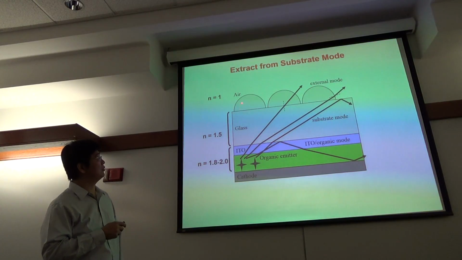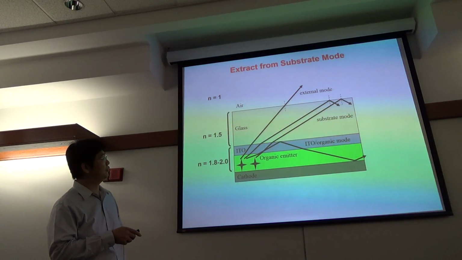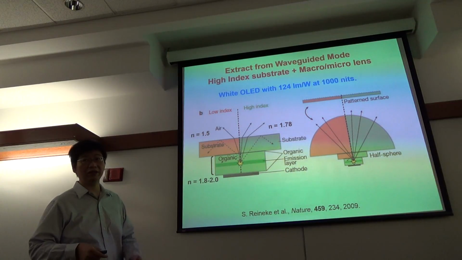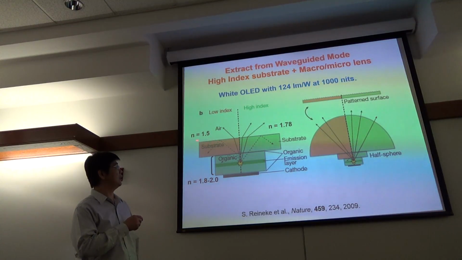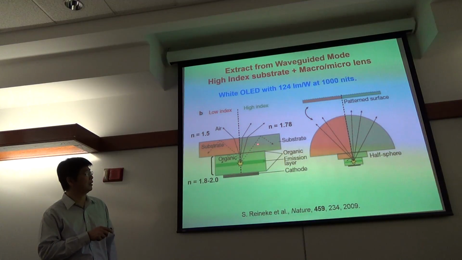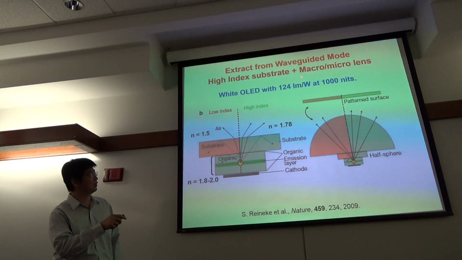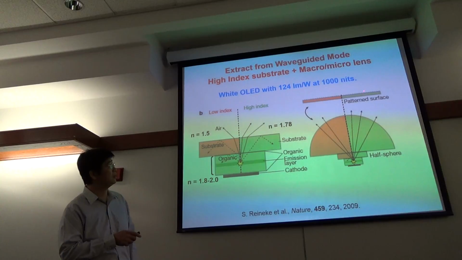So for the substrate mode, we can put some micro lens here, so some light rays. Here is the total internal reflection, so right now they can be extracted. For the waveguide mode, typically we use a high index substrate. For example, we can replace the lower index with a higher index, maybe 1.78, 1.8, something like that. So reduce the total internal reflection at this interface, then we can use some lens to couple out the light. So they can achieve maybe over 100 microwatt and 1000 nits.